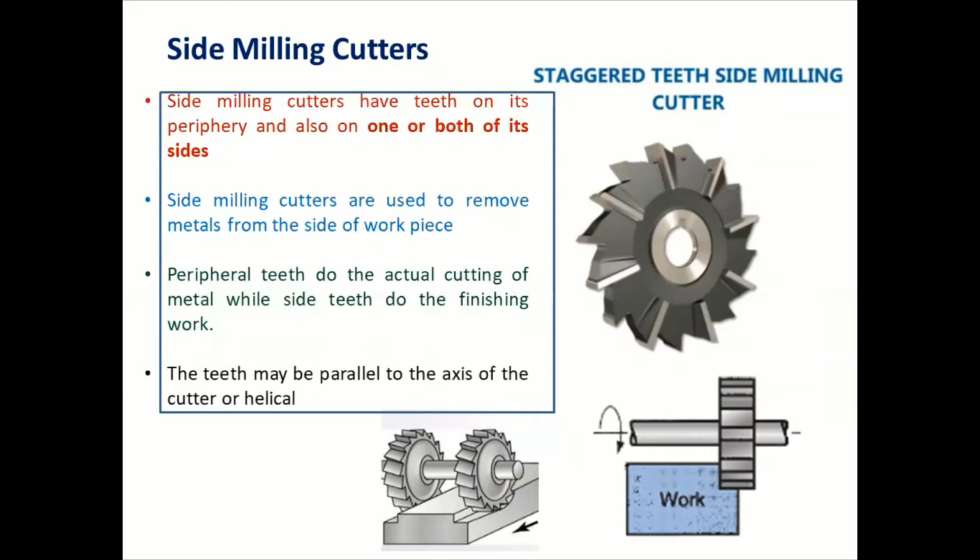The teeth may be parallel to the axis of the cutter. You can see in this diagram. Here also I'm trying to show that the teeth are parallel to the axis of the cutter, or it may be helical also, means it depends. If the cutter has a helical shape, in that case it is not parallel, right?